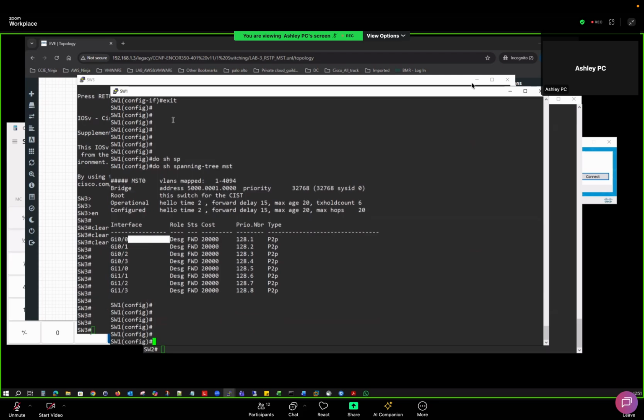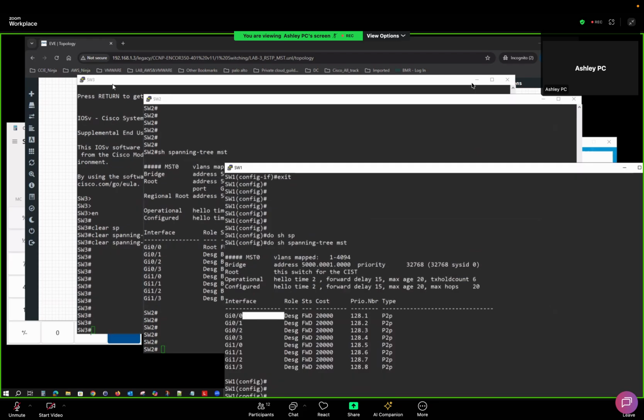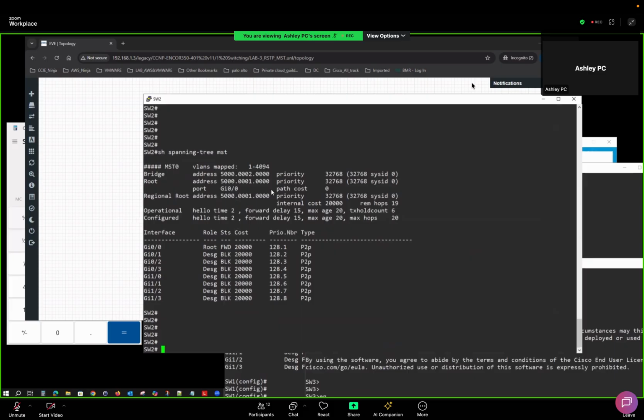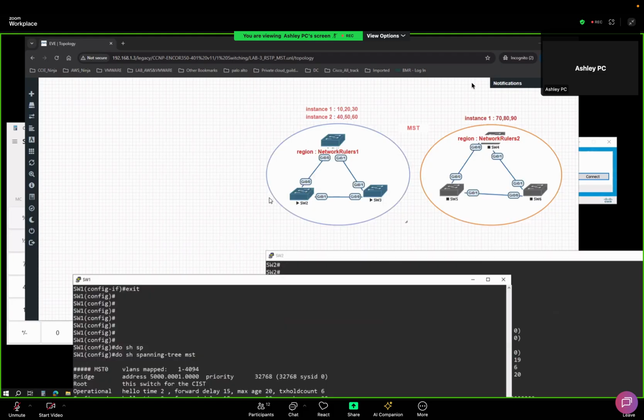Now what are we going to do? Sorry for that. This port, while reaching the root bridge, is going to take the path of gig 0/0. Fine. Now from here, it is going to take the path of gig 0/1. So when it is going from here, this cost and this cost are going to be calculated. So what is the total cost, guys, from here? 20 plus 20, 40,000. Yes or no? Okay.